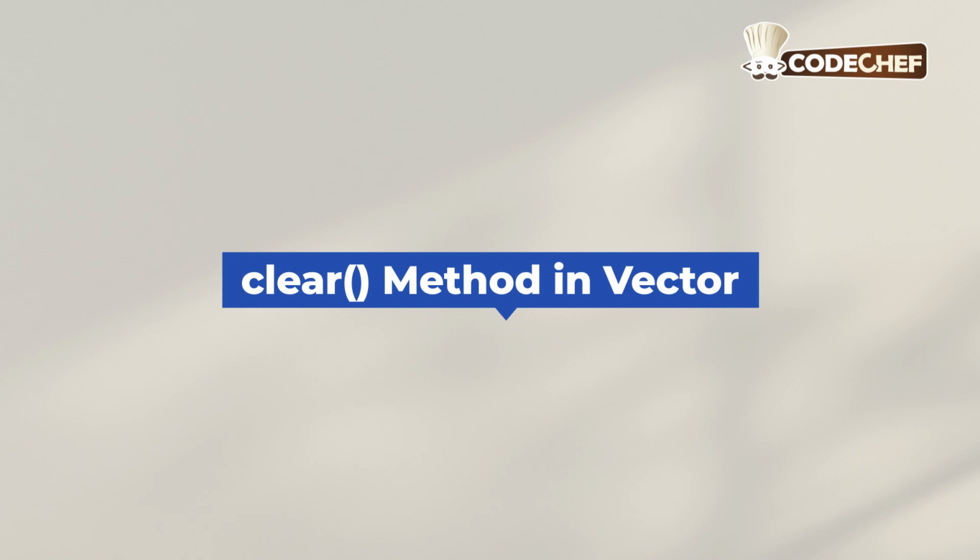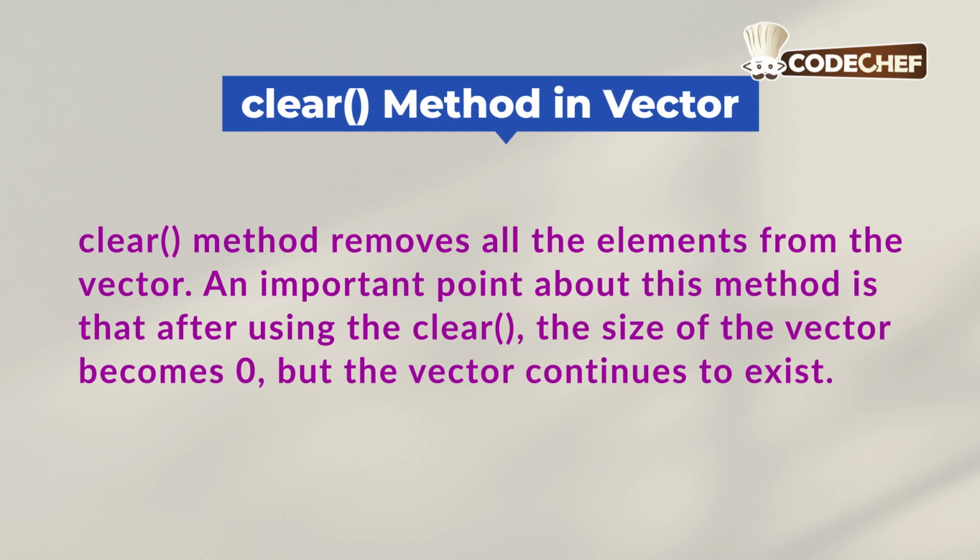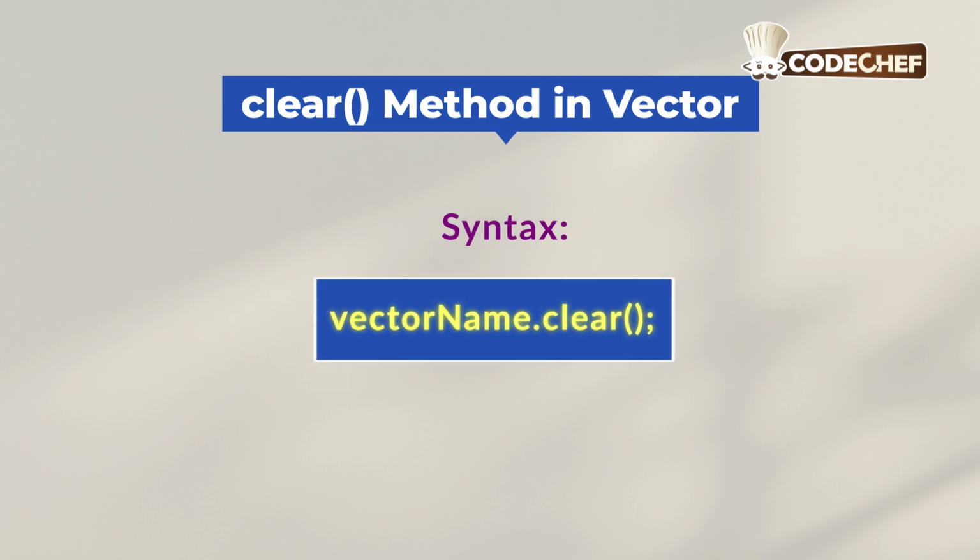Clear method in vector. The clear method removes all the elements from the vector. An important point about this method is that after using clear, the size of the vector becomes 0. That means there are no elements in the vector, but the vector continues to exist. So the elements are 0, but the vector is not deleted. It still exists. Its syntax is vectorname.clear(); Now let us go to the CodeChef platform to see an example of the clear method in C++.